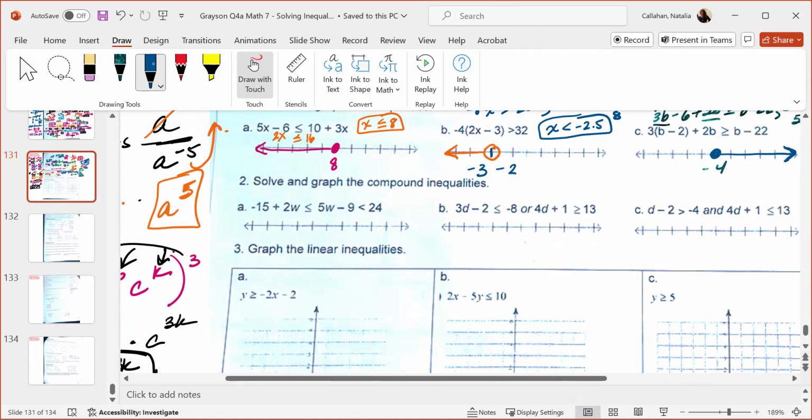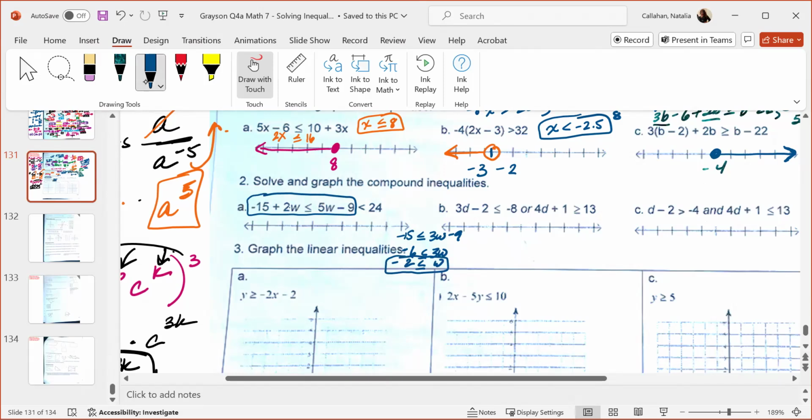Okay, so for 2a, this is the one we had to break down, right? So we're gonna go ahead and use this part first, right? So we have that, we're gonna subtract the 2w. So 5w minus 2w is 3w minus 9, correct? Add the 9 on both sides. You should have a negative 6, right? Divided by 3 on both sides. So negative 2. That's your first answer. Okay?